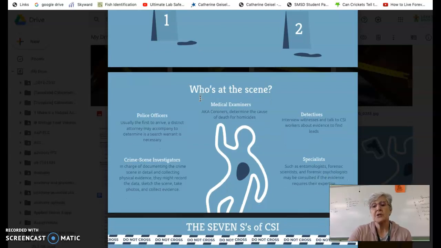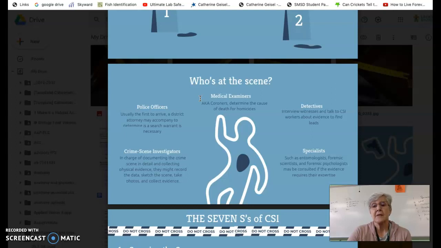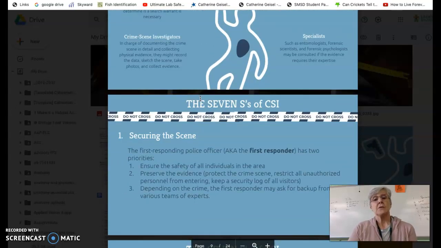And then there are specialists depending on the cases. Entomologists, forensic scientists, forensic psychologists may also be consulted if the evidence needs their expertise. So there are 7 S's of CSI. So first one is securing the scene.